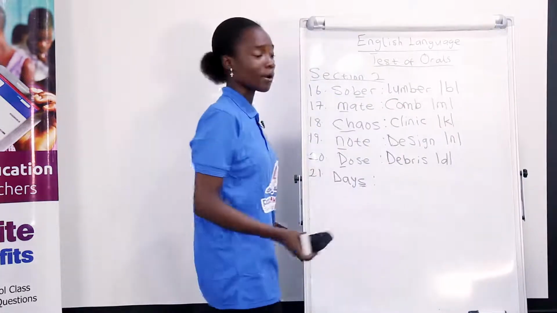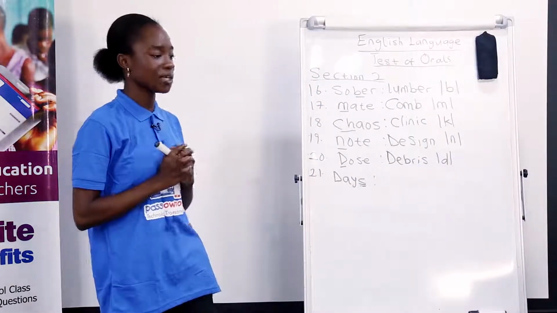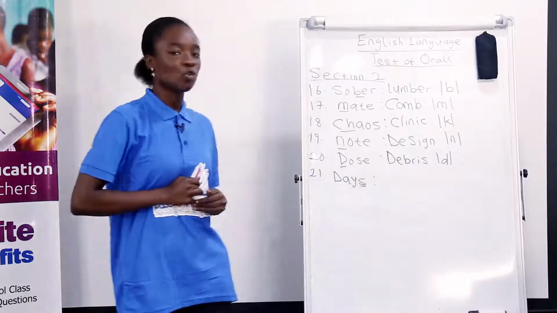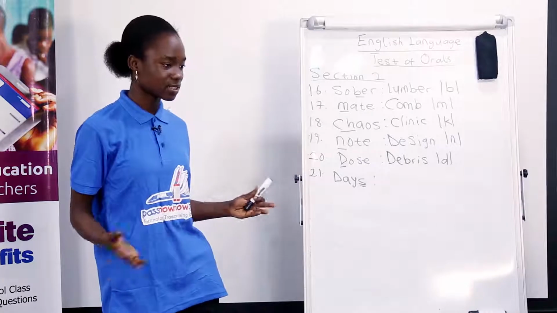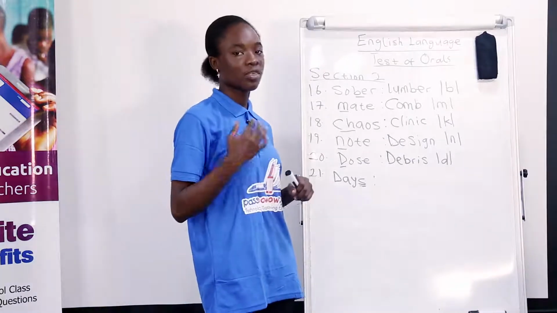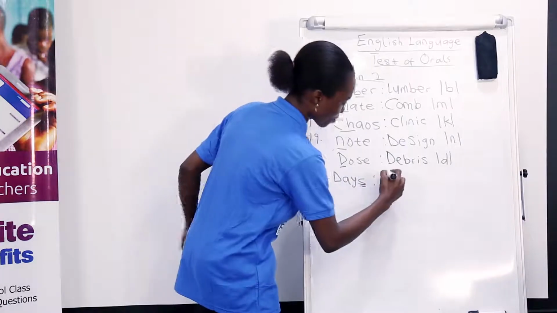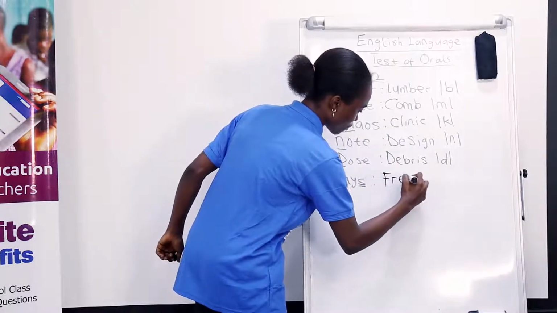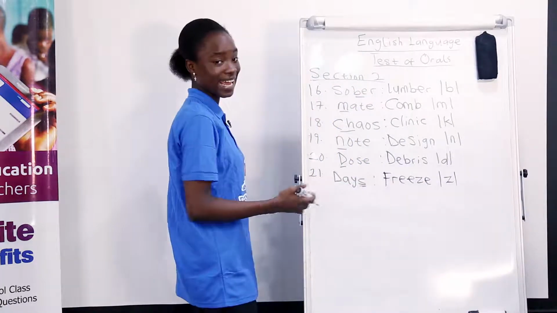So back to our work. Option A, we have freeze. Option B, we have island. Option C, we have face. And option D, we have thanks. So the correct answer is freeze, with days.